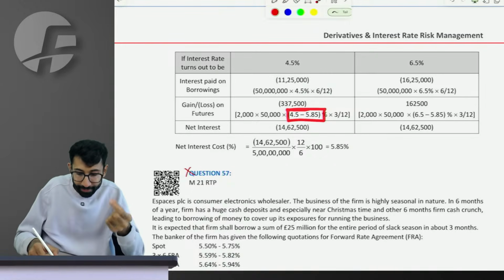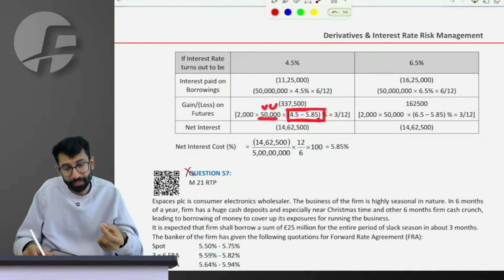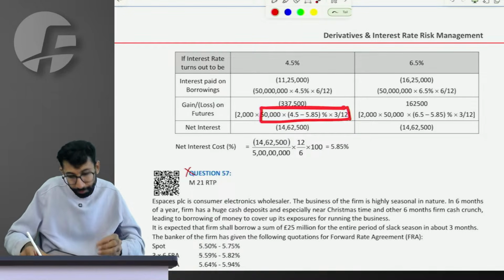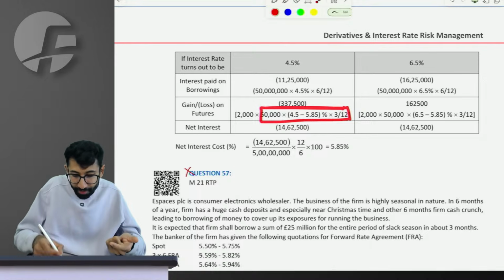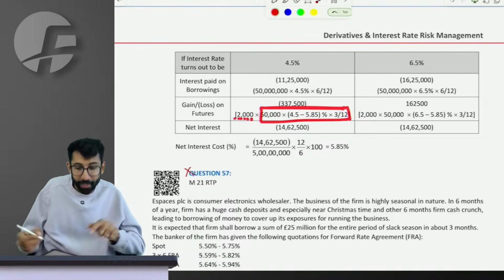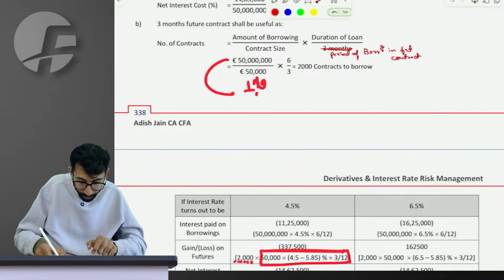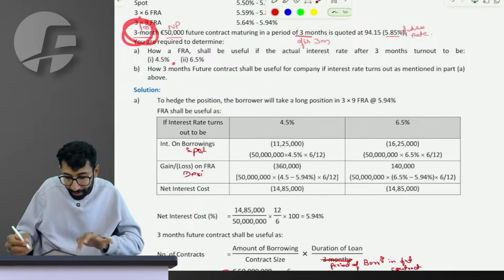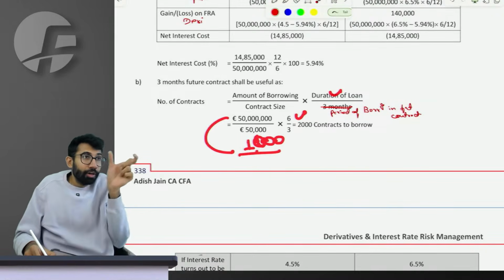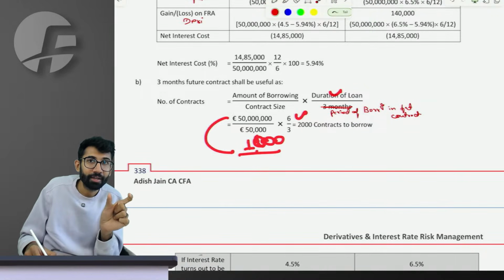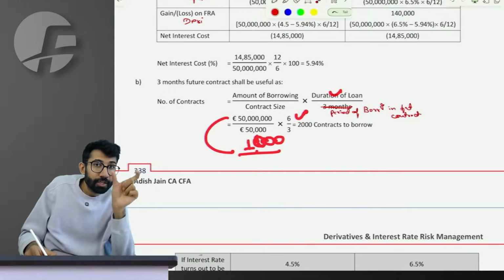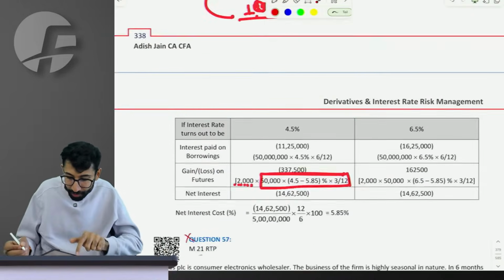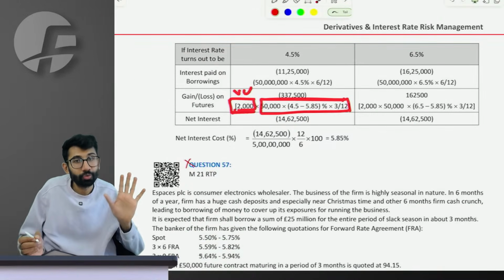On what contract size? On 50,000 I have this loss, and the contract is only for a period of 3/12. This is the amount of loss per contract. How many such contracts did you do? You did 2000 contracts. You were supposed to do actually only 1000 contracts. But the contract is for 3 months. I'm repeating it: the contract is for 3 months and my borrowing period is 6 months. So I want 6 months hedging using a 3-month contract. I need the compensation of 6 months but using only a 3-month contract. So let me double the number of contracts, which is why the number of contracts is 2000.